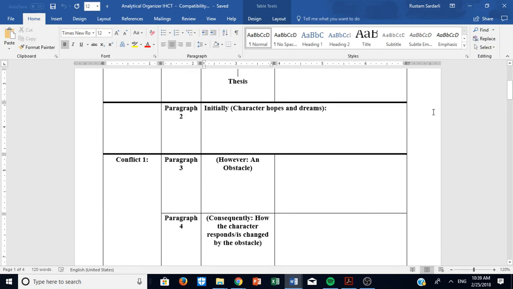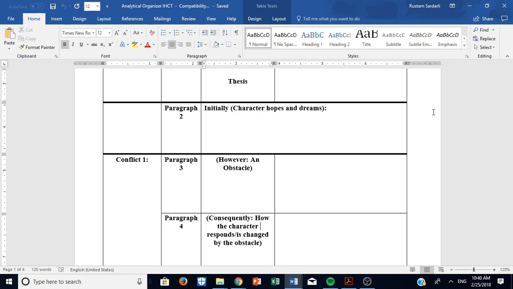So the initially is where we establish the character's hopes and dreams, their motivations. This is the impetus for what happens in the rest of the text. And if we don't understand this, it's really hard to understand how the character ends up at the end, and also the significance of what it means for the character to be at the end. So this paragraph is, again, all about beginnings. That being said, we do understand that these motivations are changing and should be changing, and the significance of their motivation changing is, again, important.